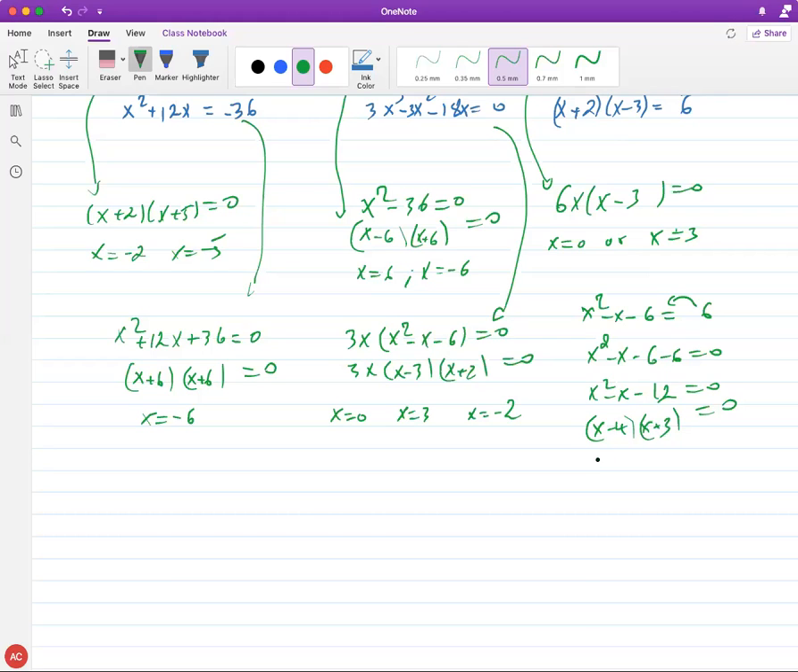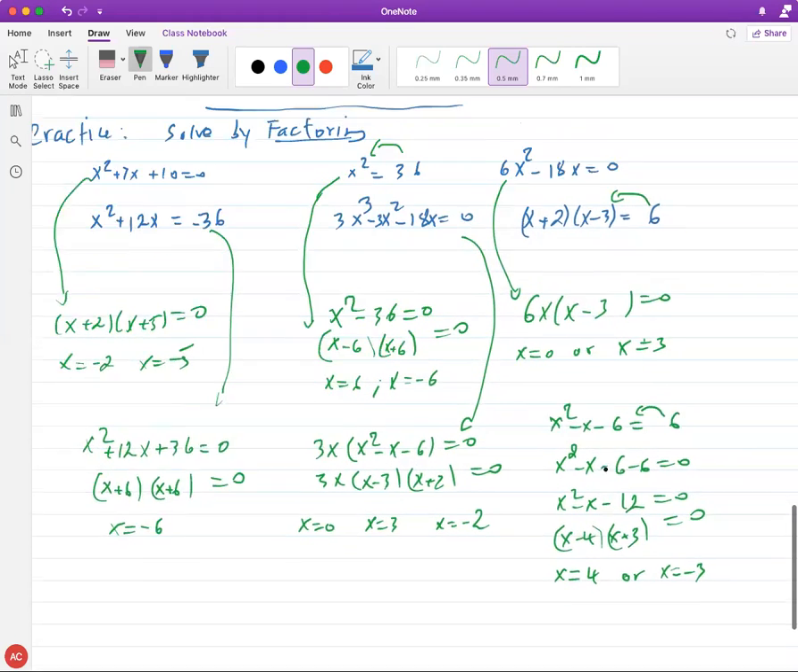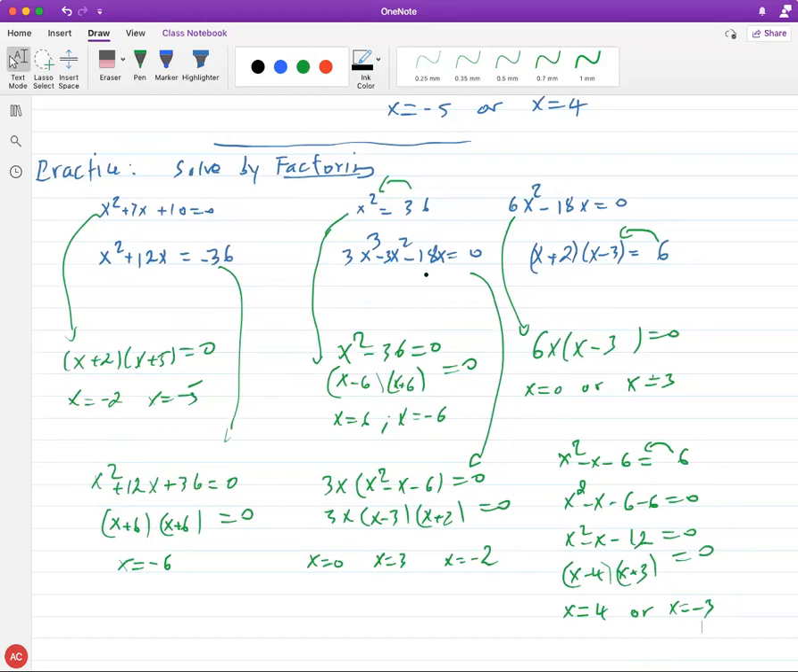Okay, so the solutions are x is 4, and x is -3. Okay, see how factoring makes everything easy. All these equations may look complex, but they're not. It's all about factoring.